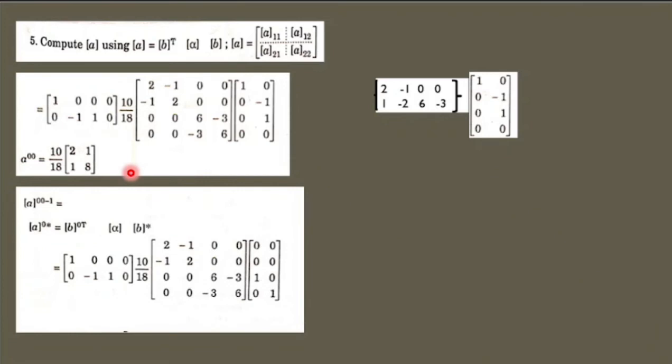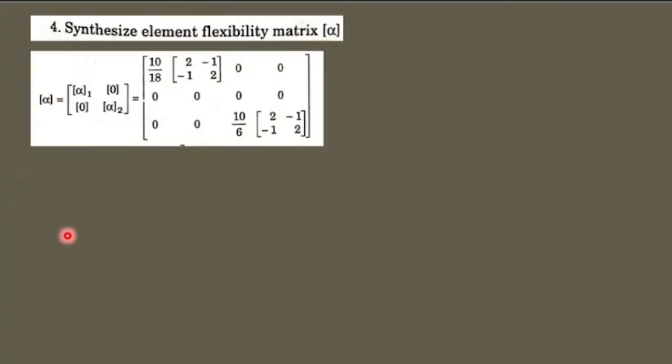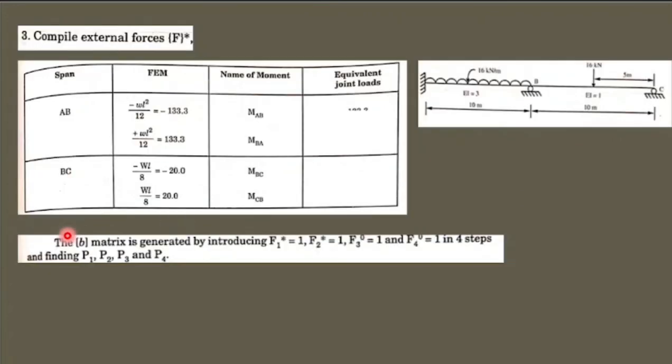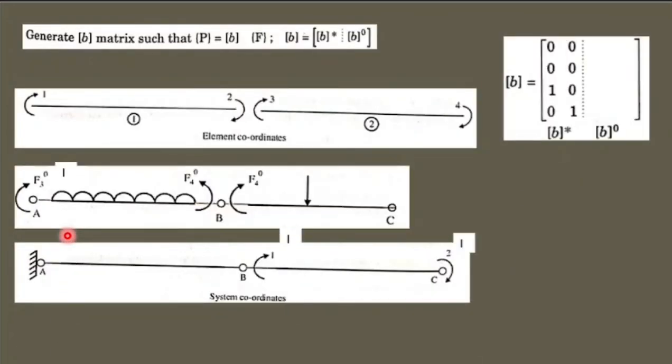What is the next step? Find the A naught star matrix. In the previous matrix, you would have found A naught naught. What is that? The redundant A matrix. Now you have to find the applied force matrix. For that, what you have to use is the B matrix. What is the B matrix? You have two types of B matrix, which are applied force and redundant force. So, what is the value here? So, what is your B star here? 0, 0, 1, 0, 0, 0, 0, 1.